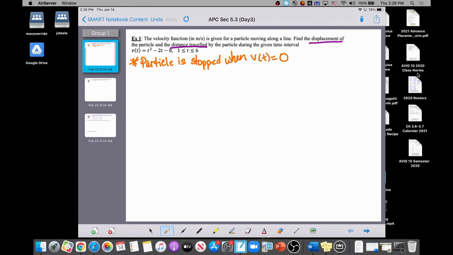So I'm going to take my given velocity function and I'm going to set it equal to 0, and I'm going to solve for t. And this equation can easily be factored. Two numbers that multiply to make -8 and add to make -2 are going to be -4 and +2. So (t minus 4)(t plus 2), and that means that t equals 4 and that t equals -2.